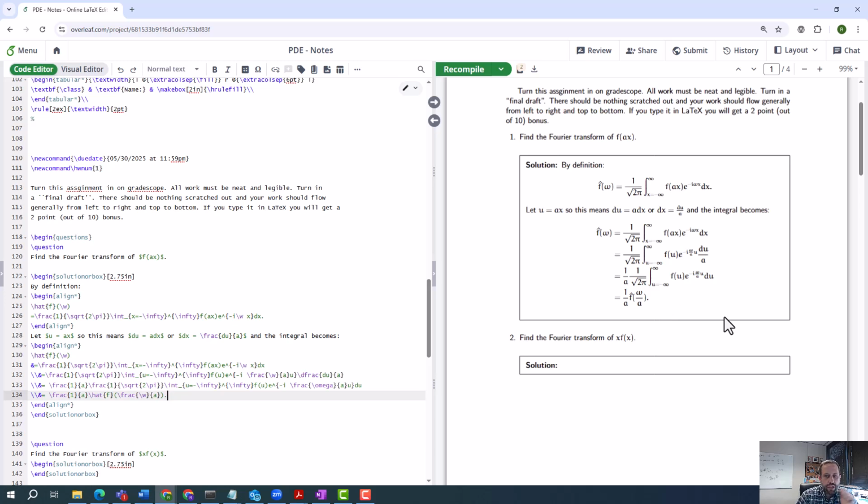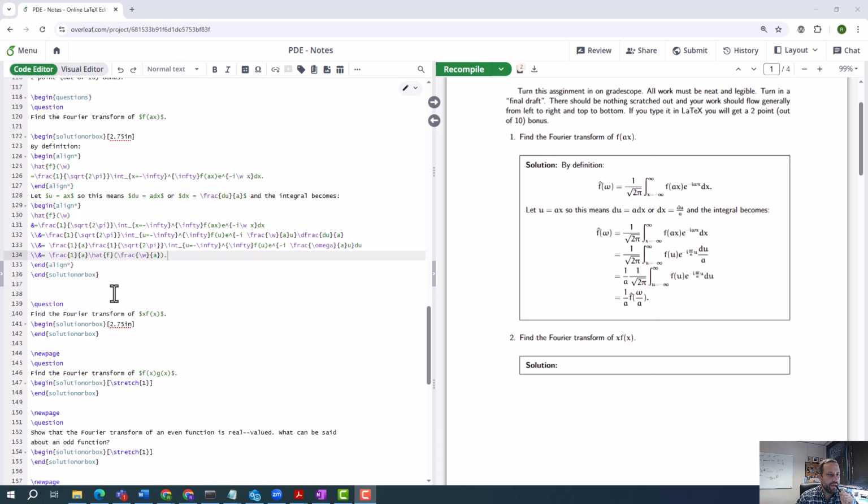Okay, but notice we need to still figure something out here. Everything works here exactly as we have it if A is a positive number. Okay, but let's think about what happens if A is a negative number. I'm going to change some things up here, and we'll figure out a way to make this work if A is positive or negative.